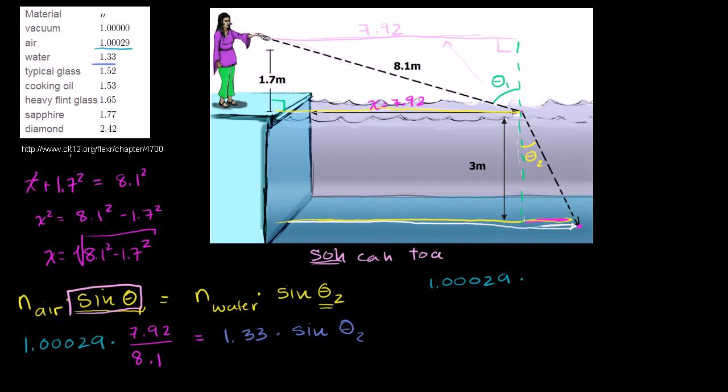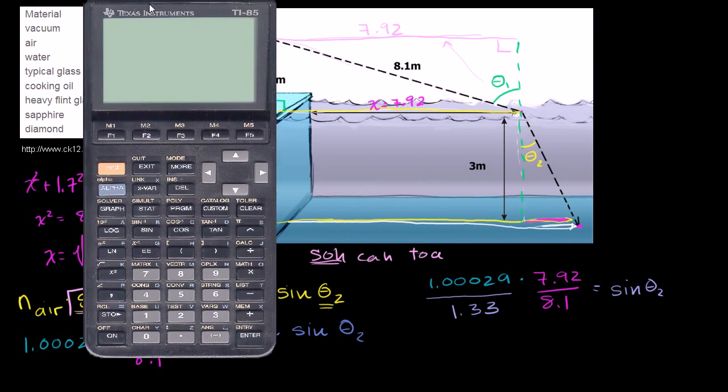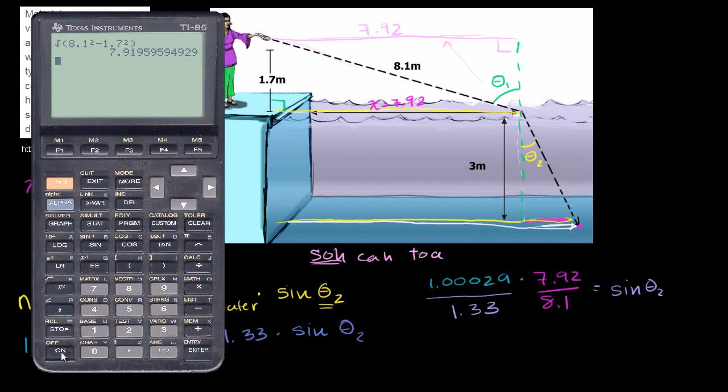If you divide both sides by 1.33, we get 1.00029 times 7.92 over 8.1. And we're also going to divide by 1.33. That is going to be equal to sine of theta 2. So let's figure out what that is. Let's get the calculator out.